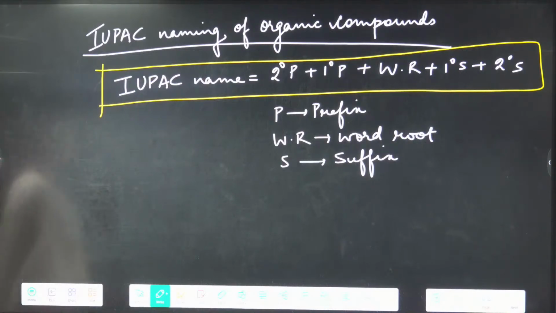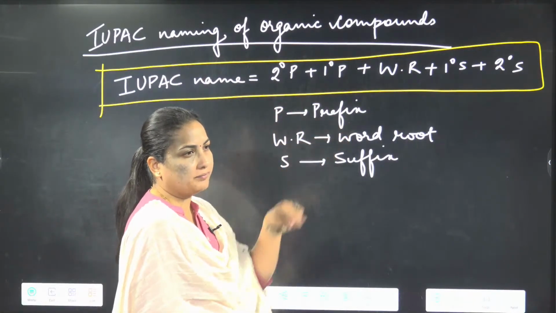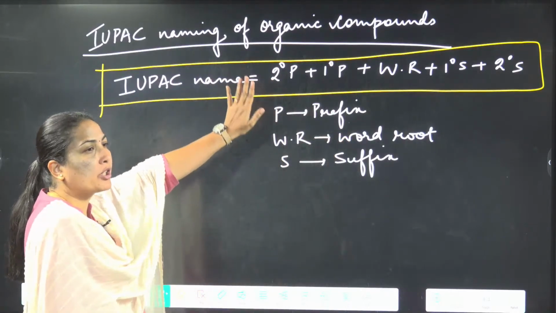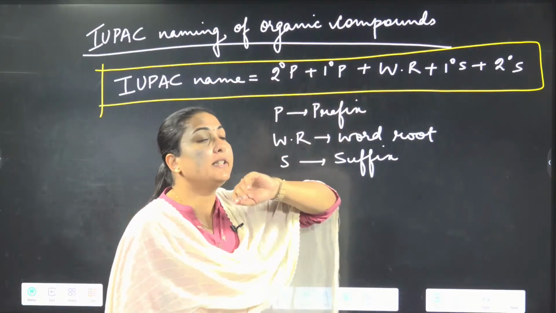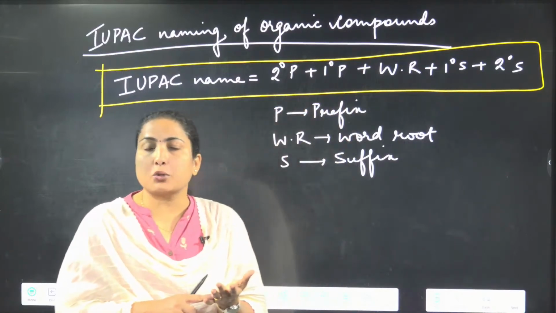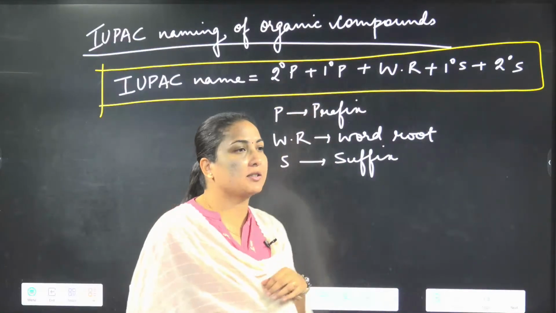Getting it? So before the word root, do remember we have to start with 2 and 1, right? So the 2-degree prefix, what is the utility? What does it tell you? It gives you information about the substituents. What are the substituents? Where are they? That information is communicated by this prefix.